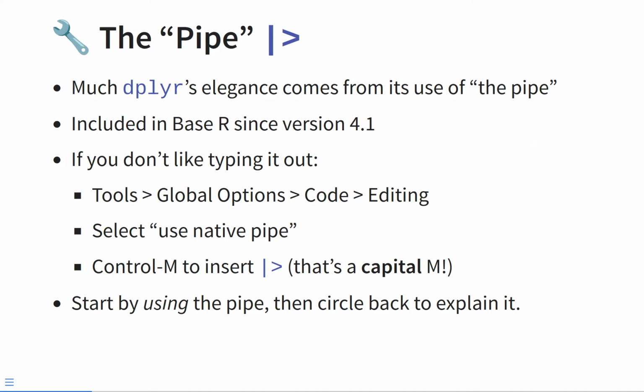So to do this, you'll need to select Use Native Pipe, and then after that point, you'll be able to type Control-Shift-M to insert it. So just to be clear, that's a capital M. We're going to start off by using the pipe. Then I'm going to circle back to explain what it does, because it's best understood in context.